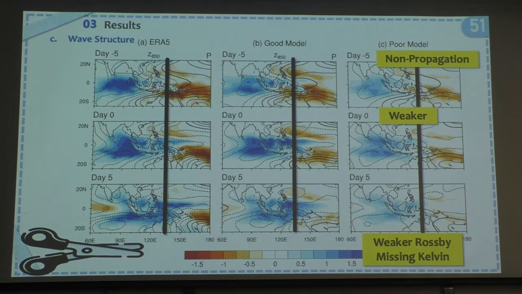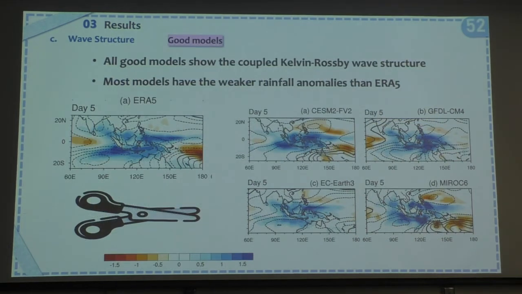We check all the good models. All the good models can show the coupled Kelvin Rossby wave structure. But you can see that, focusing on the shading, the rainfall anomaly is weaker than observation.